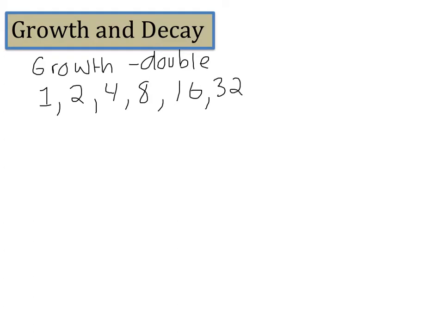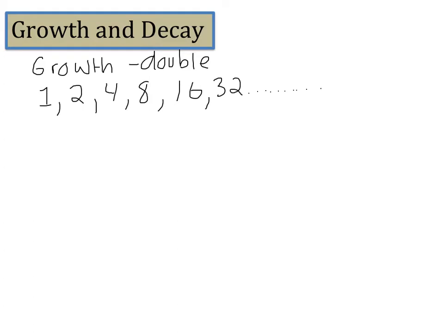So let's start with the number 1, and let's double this number and see what happens to it. So if we doubled 1, we'd get 2. If we doubled 2, we'd get 4. If we doubled 4, we'd get 8, 16, 32, and so on and so on.